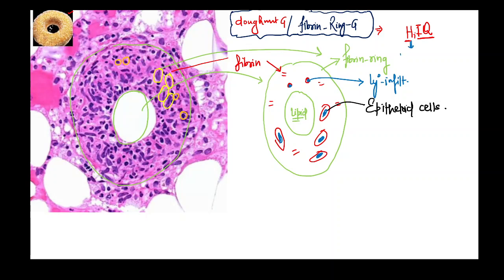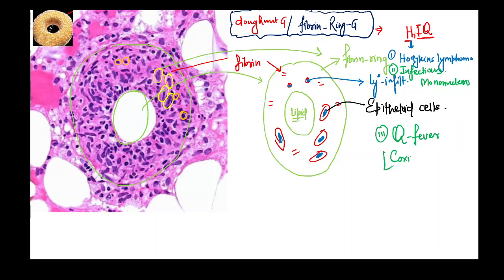H stands for Hodgkin's lymphoma. This is number 1. What is I? I stands for infectious mononucleosis. And what does Q stand for? Q stands for Q fever, caused by Coxiella burnetii. So Q fever is caused by Coxiella burnetii.